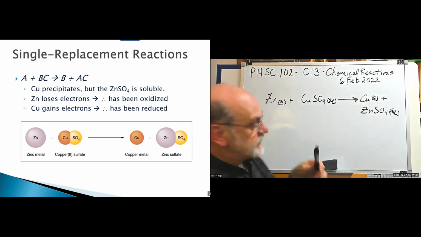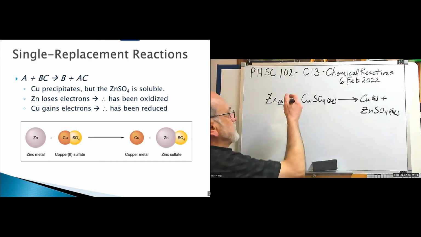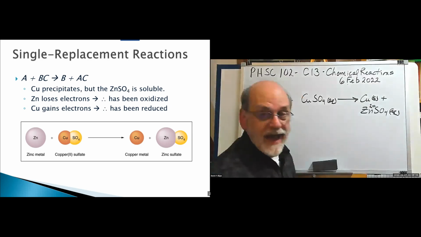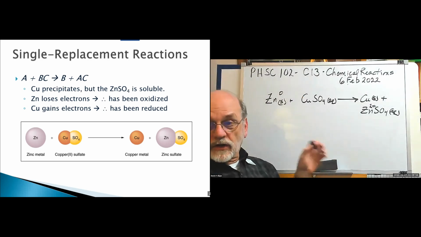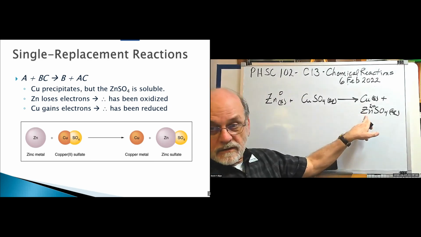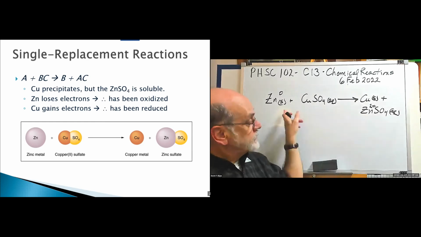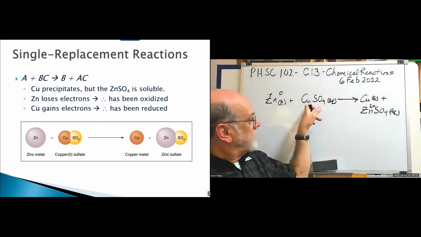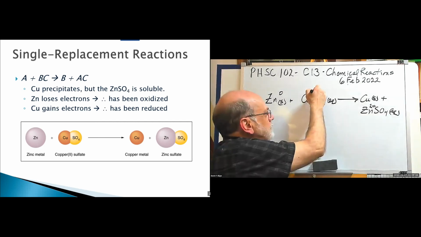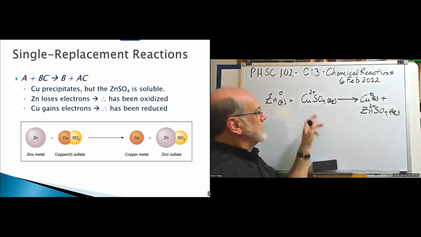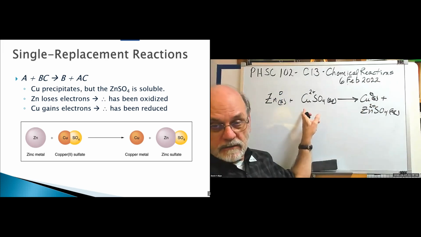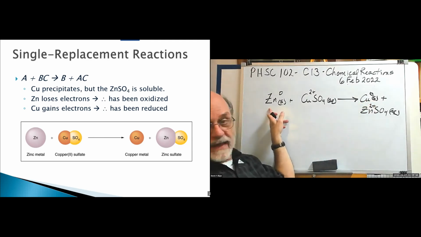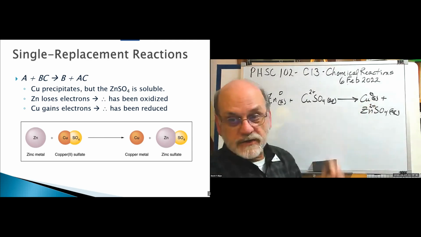And we know in this case that since this is zero oxidation state, and over here it's 2 plus, how did it get there? It had to lose 2 electrons. Right? It lost 2 electrons to go from 0 to +2. Where did those electrons go? They went over here, and they reduced the copper ion to copper metal, and the zinc metal was oxidized to zinc ions.